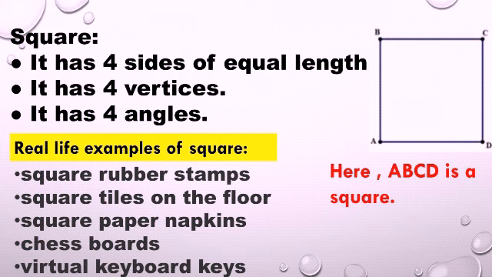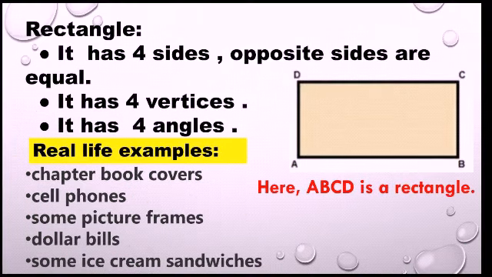Now rectangle. Rectangle is also a 2D shape. It has 4 sides, but opposite sides are equal. That means if you observe the picture, you can see ABCD is a rectangle where AD and BC are same length and AB and CD are same length. So it has 4 sides, opposite sides are equal, and it has 4 vertices, 4 angles also.